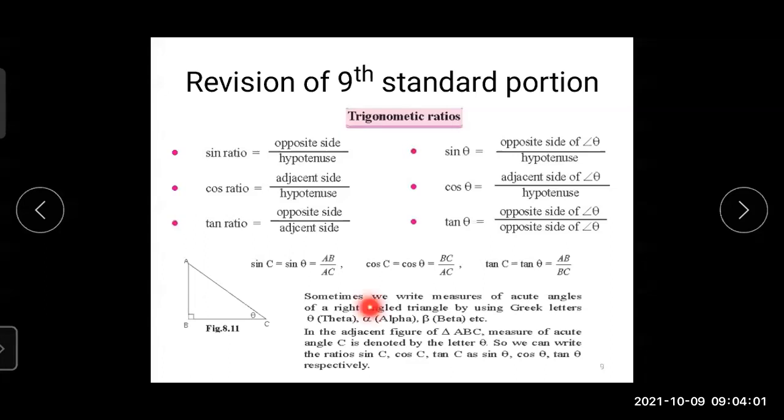So sometimes we write measures of acute angles of a right angle triangle by using Greek letters theta, alpha, beta. In the adjacent figure of triangle ABC, the measure of acute angle C is denoted by the letter theta. So we can write the ratios sin C, cos C, tan C as sin theta, cos theta, tan theta. In this way, we can represent it.